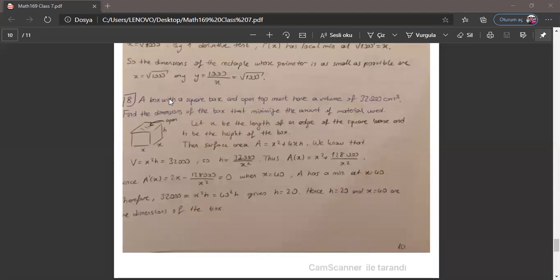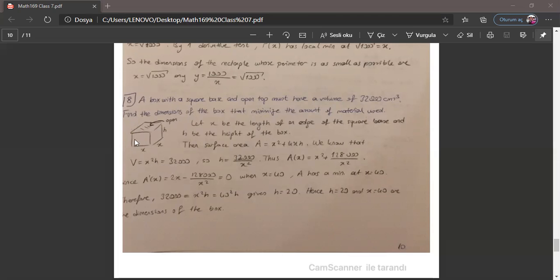Now we have a box with a square base, so we can denote these edges by x, as we have a square there, and the height by h. We need that box to have this volume. The volume of the box is given by this formula, x squared times h. We know this equality. We will find the dimensions of the box that minimize the amount of material.